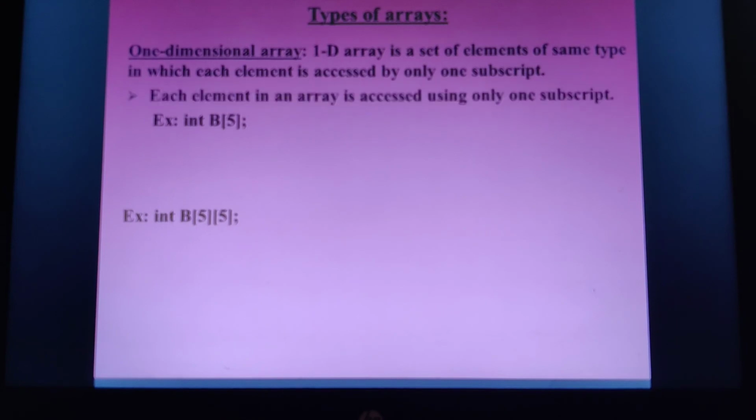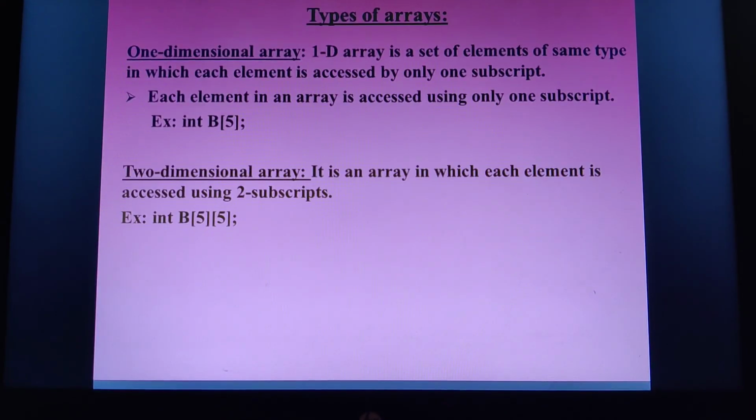Let us see what a two-dimensional array is, then you will get an idea. A two-dimensional array is an array in which each element is accessed using two subscripts. Can you see here? It is two subscripts. One subscript represents the number of rows, and the other represents the number of columns. For example, for a multiplication table or matrices, wherever you have rows and columns to group, we use the two-dimensional array.